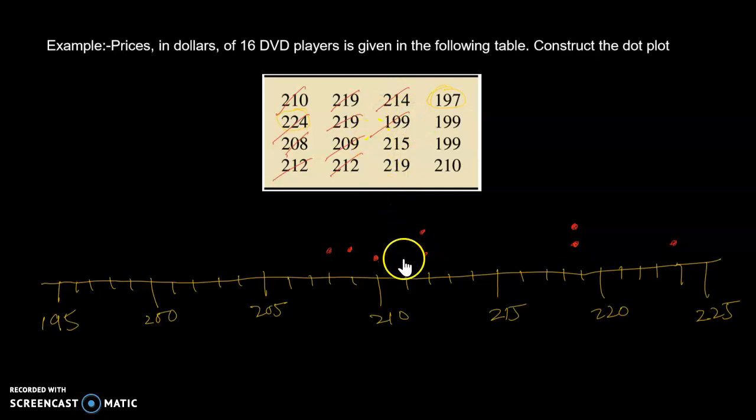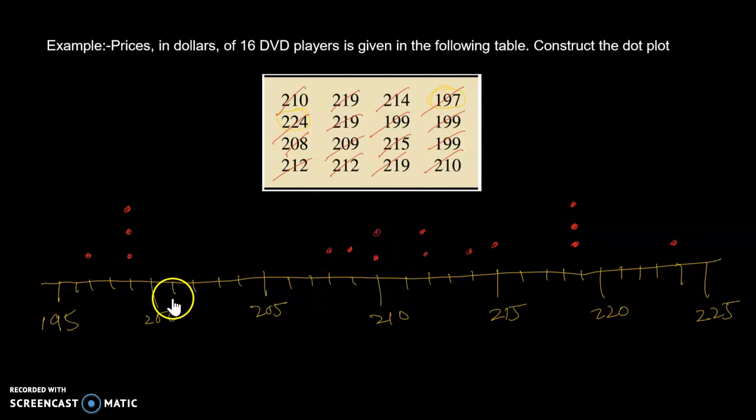214, 199, 214, and 199 is here. 215, 219. 215 is here. 219 is here. 197 and 197. 199. 199 is this one. Another 199, another 199, and 210 and 210.